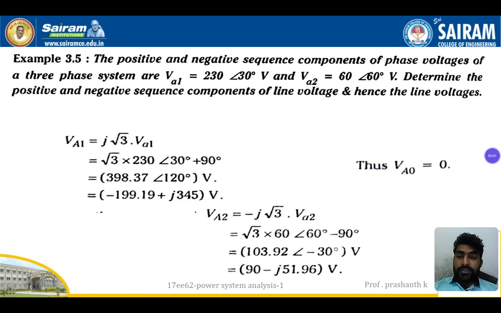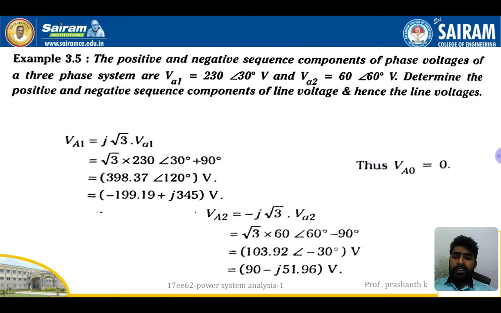Hello everyone, let's start with the next problem of module 3, symmetrical components. The problem is like this: the positive and negative sequence components of phase voltages of a three-phase system are VA1 is 230 and VA2 is 60, and then we determine the positive and negative sequence components of the line voltages.